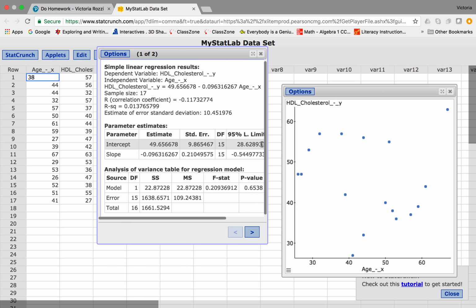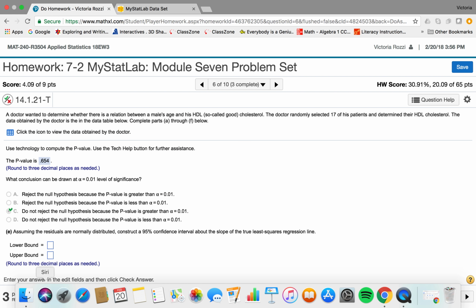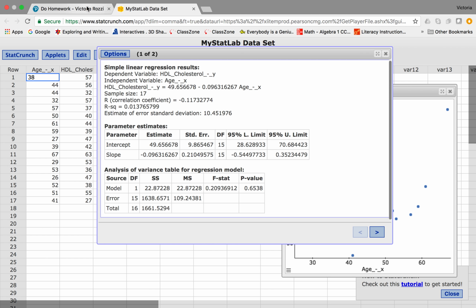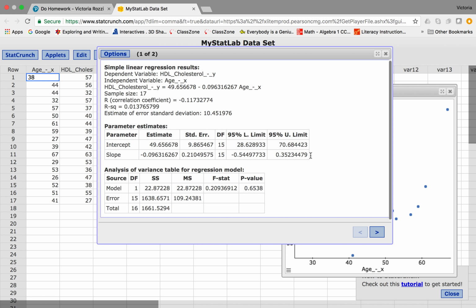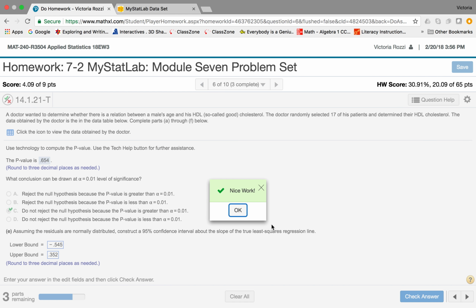Now once we do that, instead of our hypothesis test and our p-value, we have our lower limits and our upper limits. And remember, you are doing this for slope. So the lower limit here is negative 0.545. I think we're rounding to 3 decimal places. Is it 3? Yes. So negative 0.545 for the lower bound. And then for the upper bound, we have 0.352. So 0.352. And press enter. Okay.